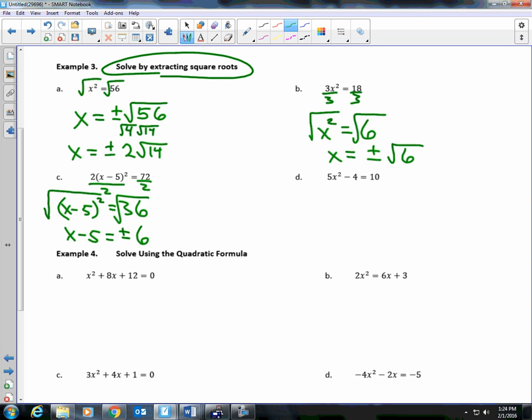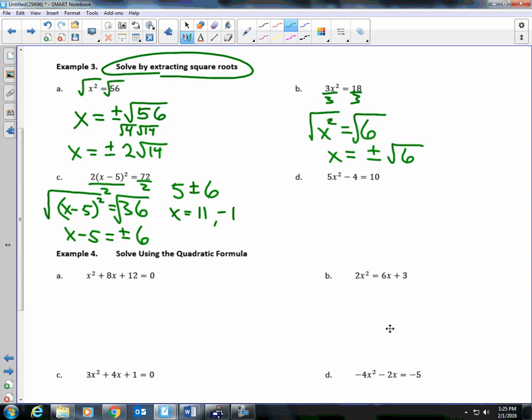Now what do I do with the 5? Add the 5. We get 5 plus or minus 6. What's 5 plus 6? And 5 minus 6? Negative 1. So you can see the two solutions that you get, 11 and negative 1. So because we had to add the 5 over, it'd be 5 plus 6 and 5 minus 6. All right.